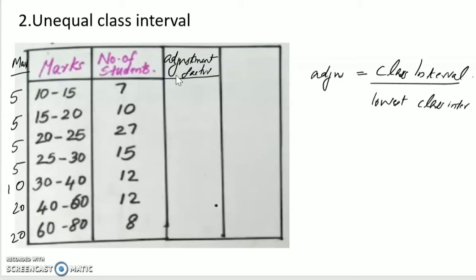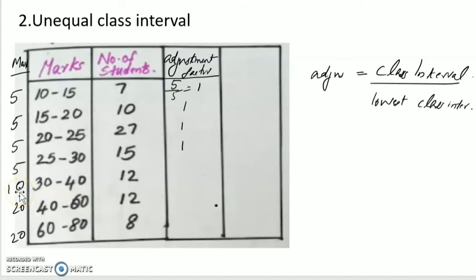Now how can we find the class interval? What is the class interval for the first case? The first case class interval is 5. 5 divided by 5 is 1, because we have to take the lowest class interval. Here the class intervals are 5, 5, 5, 5, 10, 20, 20. Which one is the lowest? 5 is the lowest one. So we write 5 divided by 5 equal to 1. And for the first four cases, the difference is 5, so we get 1 for all four cases. And for the fifth case, how much would be the adjustment factor?